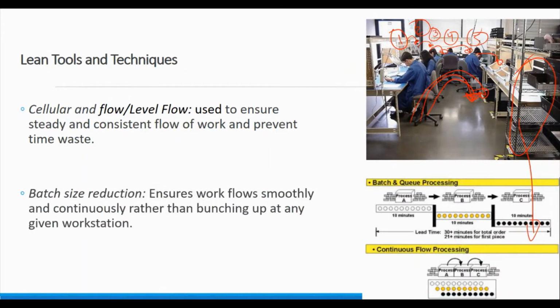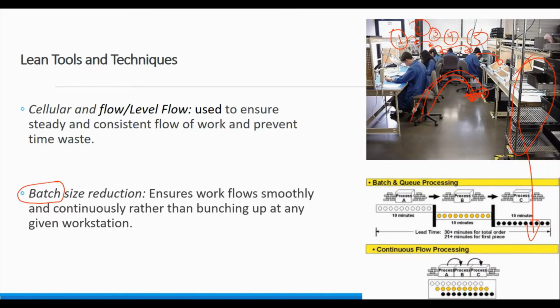Another tool is batch size reduction. Now, what does the word batch mean? Batch is like a group. For example, you might be cooking a batch of cookies. You have an amount of dough, and from there you make, let's say, 20 cookies. Then those 20 cookies you put in the oven and they cook at the same time. So batch size reduction means that you're reducing the number of items in the group that you make at a time.